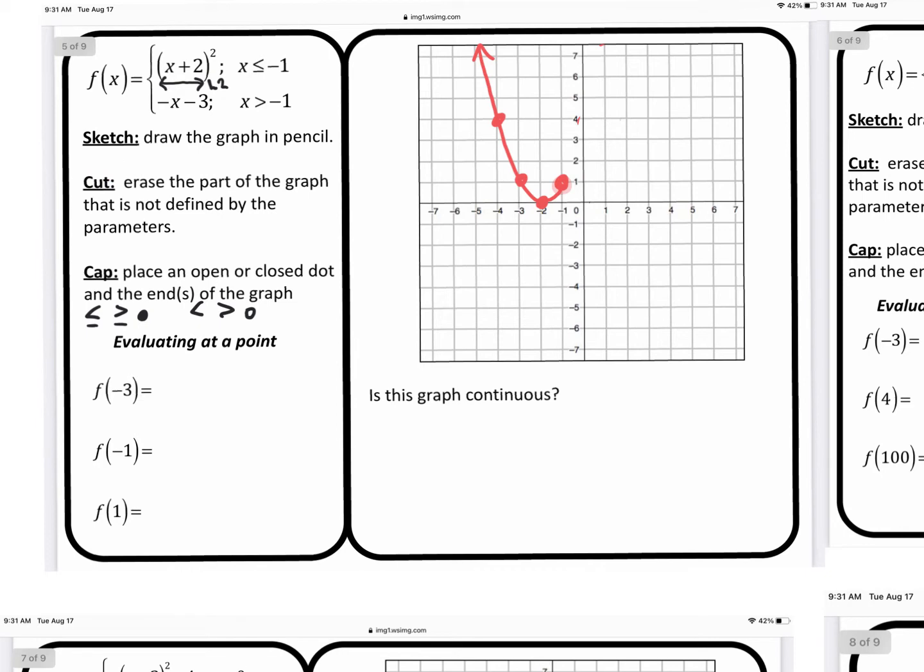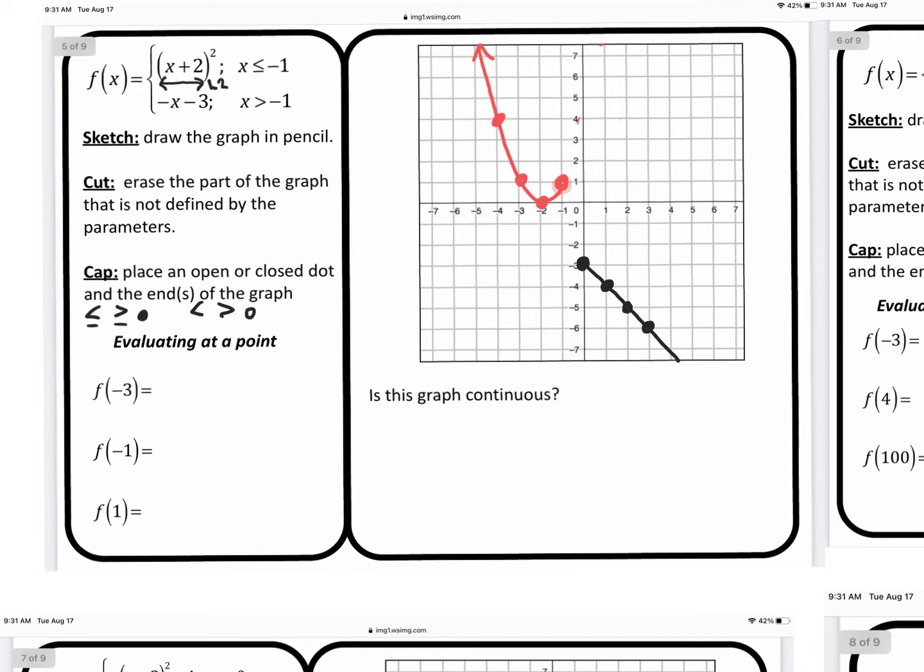All right, so let's take a look at the next one. The next one is going to be that linear function, -x minus 3. And so I have this minus 3, and that's where I start. And then I go down 1 over 1, down 1 over 1, and graph like we do with lines.